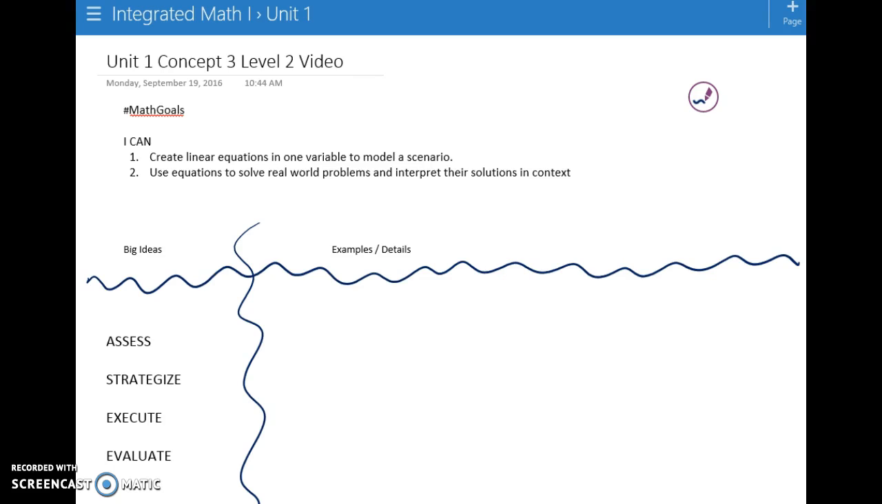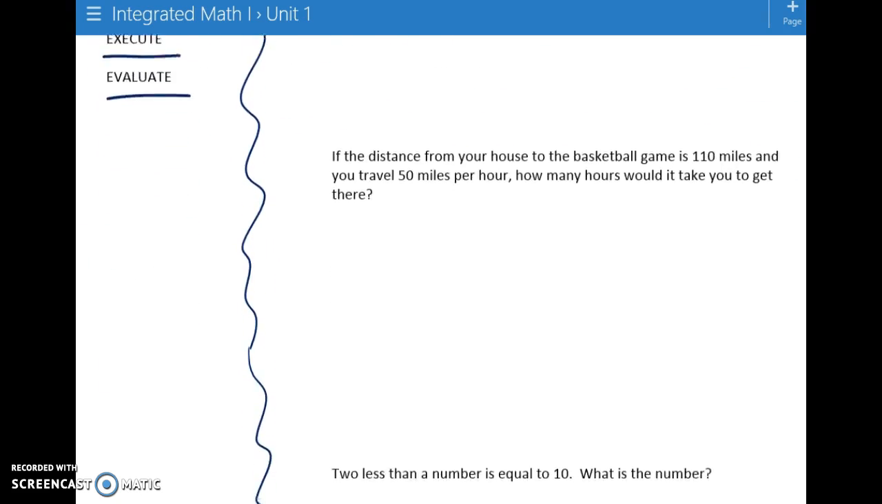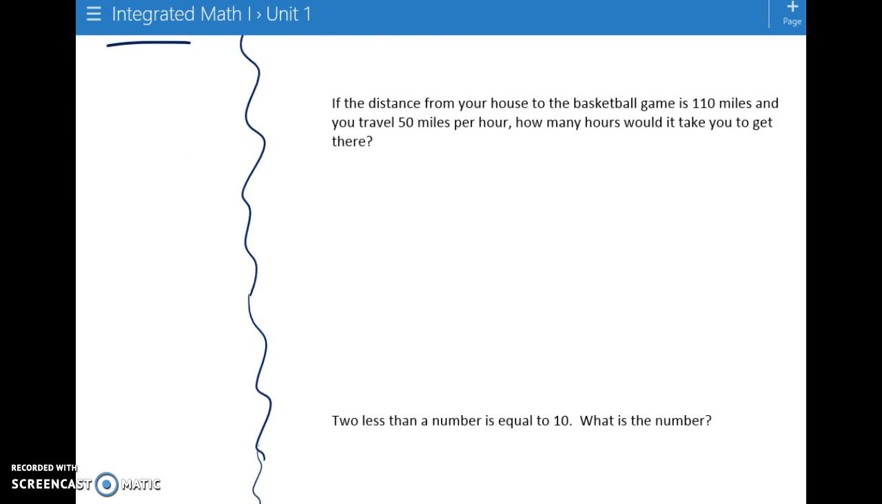So just to recall, when we're solving an equation, or when we're creating an equation or modeling using an equation, we want to do four things. Assess the situation, strategize, come up with a plan, execute our plan, and then evaluate. We want to make sure our plan made sense. So we're just going to jump into some practice problems. The best way to deal with word problems is just to keep practicing.